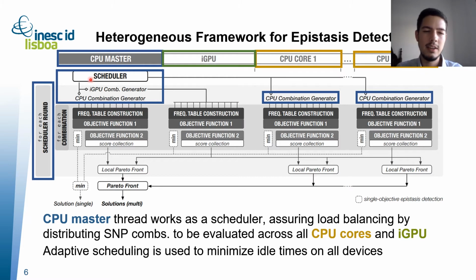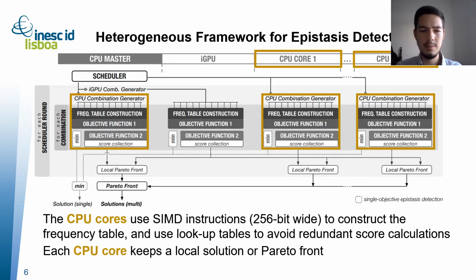This is done by, for the CPU cores, assigning an initial combination that will be iterated upon, and for the integrated GPU, assigning a vector of combinations that will be received by the iGPU. This CPU master uses adaptive scheduling, measuring the performance in real time of the integrated GPU and the CPU cores, and assigning work accordingly.